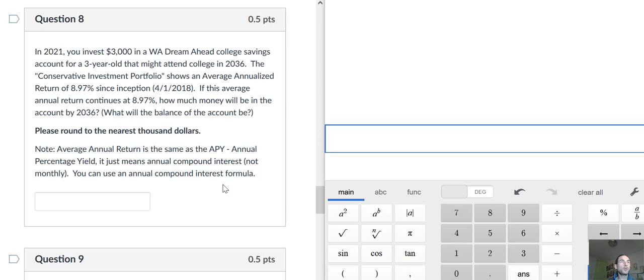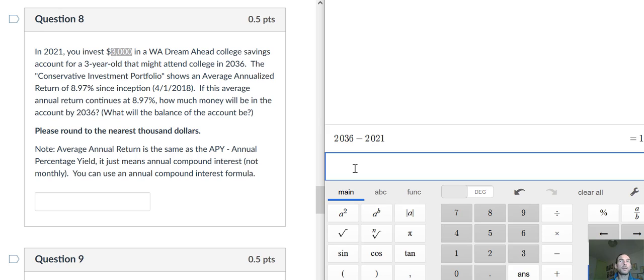Hi everybody, I hope you've read this question and attempted it at least, and I'll go through it now. The first thing we want to pick out is that the $3,000 is being invested for 15 years. You see, it's left in an account from 2021 to 2036. So if I take 2036 and subtract 2021, that's 15 years, okay?